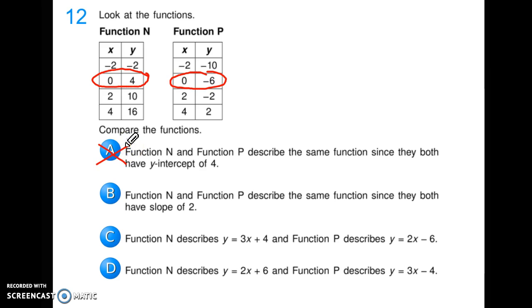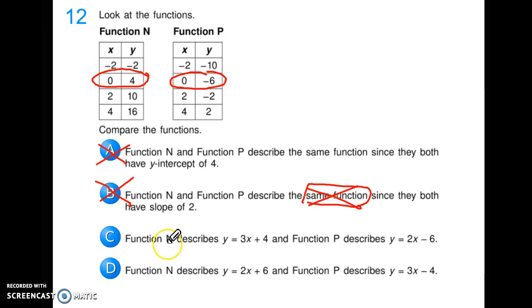All right, function N and function P describe the same function since they both have the slope of 2. Well, again, we know that they are not the same function. Because the y-intercepts are different, they cannot be the same function. All right, function N describes y equals 3x plus 4, and function P describes y equals 2x minus 6.